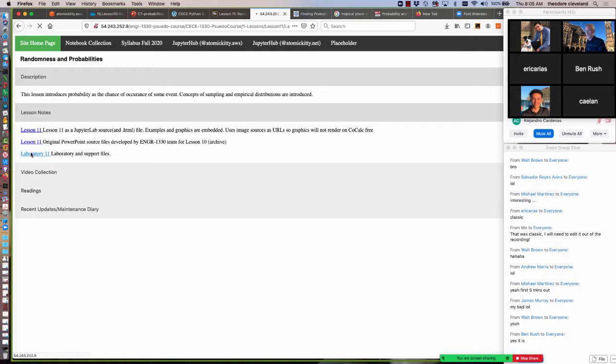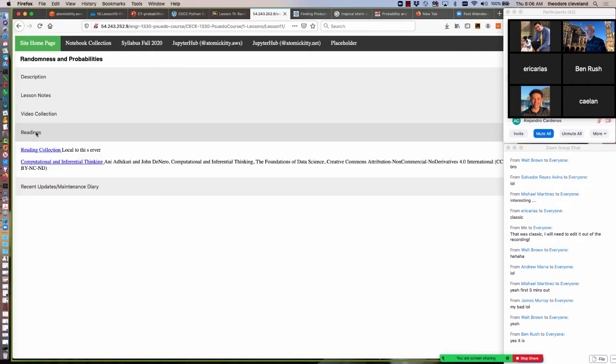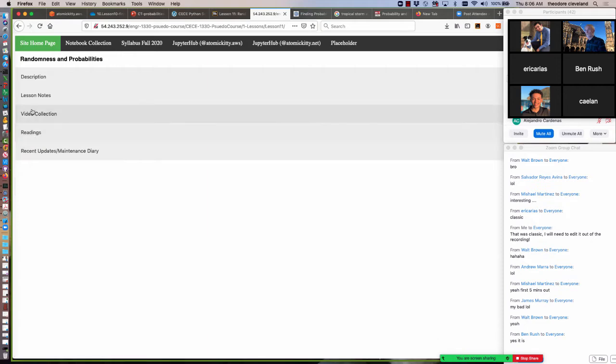And then Laboratory 11, the link is active, so that is there. And when we get to Laboratory 11, Farang will take you through that and explain the nuances and interesting things. And then the reading, the only one that links is Computational Inferential Thinking, our textbook for the class, and there are cross links in the Jupyter Notebook to the relevant parts of Computational and Inferential Thinking for this lesson. And recent updates don't mean much to y'all, but it looks like it reflected the recent ones. So very good.